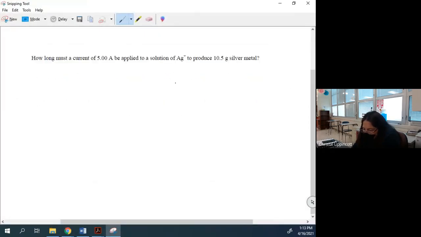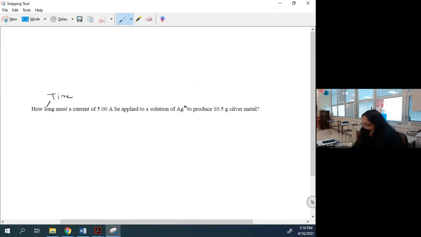Okay, so they want to know how long a current must be applied to a solution of Ag plus to produce 10.5 grams of silver metal. So how long, this is going to be time. And if you look at the equation up above, it said number of coulombs equals I times t. I is going to be current, and if you've done any physics with electricity, you're well aware of that. And if you haven't, then this is your introduction, because they like to use I a lot.